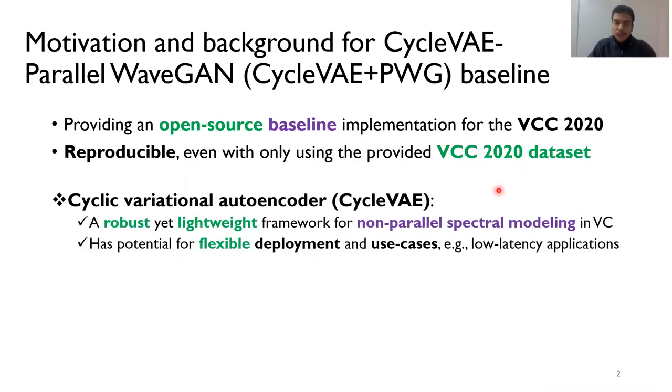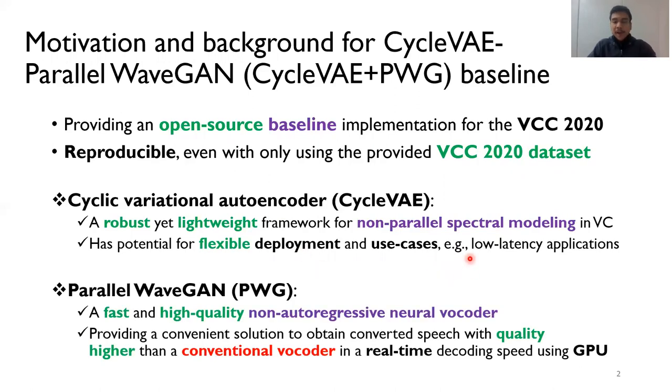And cyclic variational autoencoder, or CycleVAE itself, is a robust and lightweight framework for non-parallel spectral modeling, which has potential for future deployment and use cases in real-world applications. And the PWG itself, or parallel WaveGAN, is a fast and high-quality non-autoregressive neural vocoder, which can provide a convenient solution for a converted speech waveform with higher quality than the conventional vocoder.